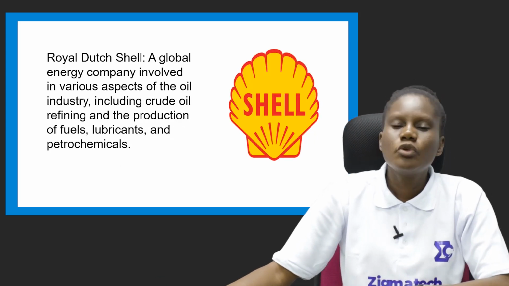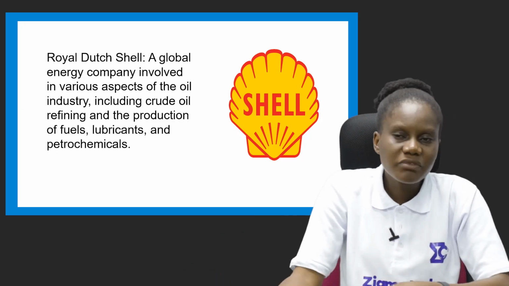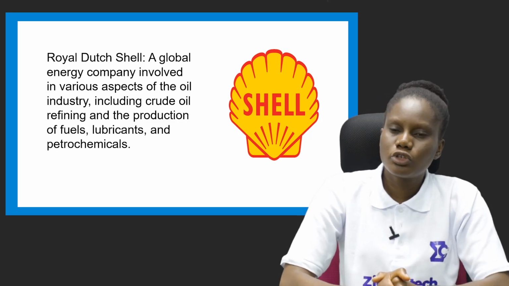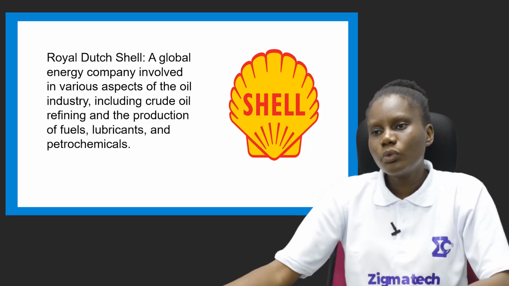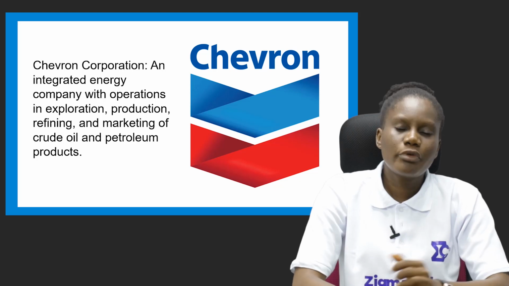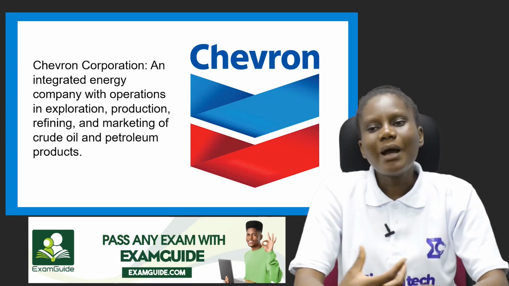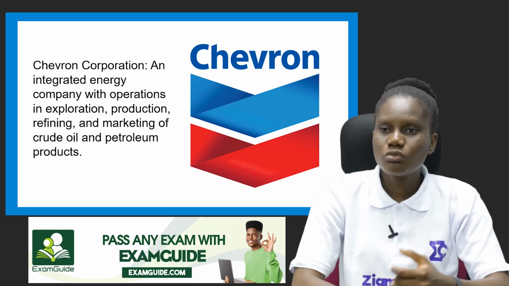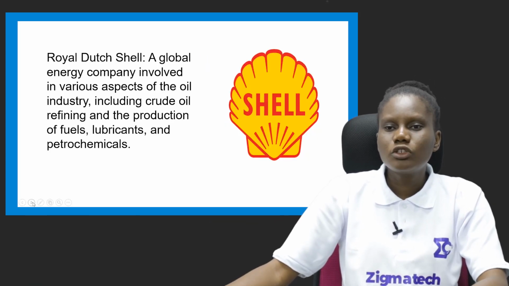Another company we have is Royal Dutch Shell. Royal Dutch Shell is a global energy company involved in various aspects of the oil industry, including crude oil refining and the production of fuels, lubricants, and petrochemicals. Another one we have is Chevron Corporation, an integrated energy company with operations in exploration, production, refining, and marketing of crude oil and petroleum products. So Chevron is another company. We have looked at ExxonMobil, Chevron, and also Royal Dutch Shell.